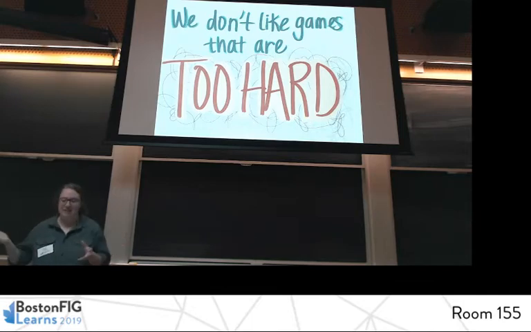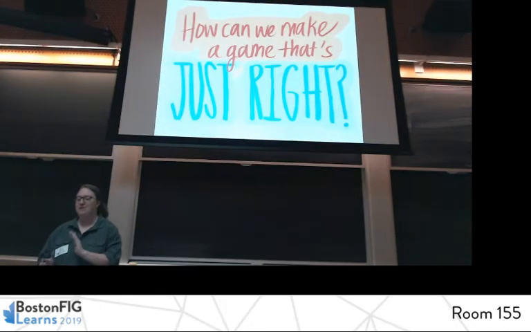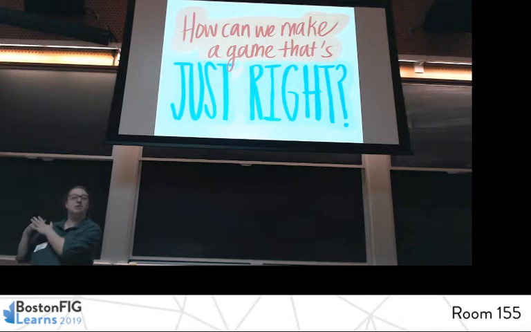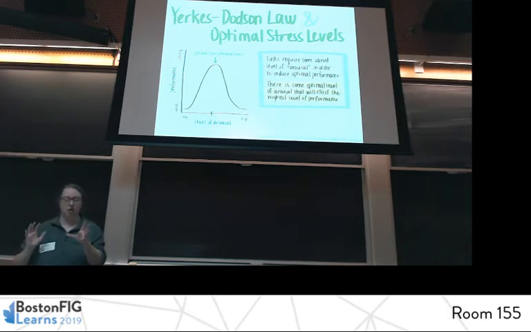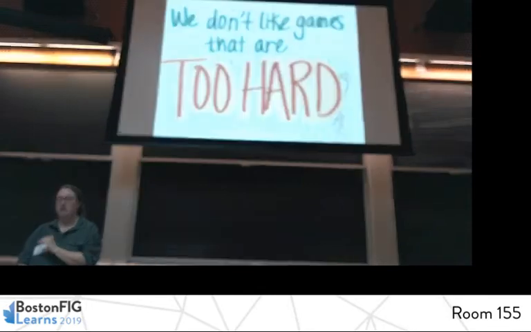That graph that we see is going to be helpful for us in a little bit. So basically, the question that we're going to be answering is, how can we make games that are just right? So we want to reach that optimal peak in the middle, where the level of arousal is at that point where we're getting a high level of performance. So we're not bored, but we're also not too challenged. So that's what we're going to be trying to figure out how to do today.